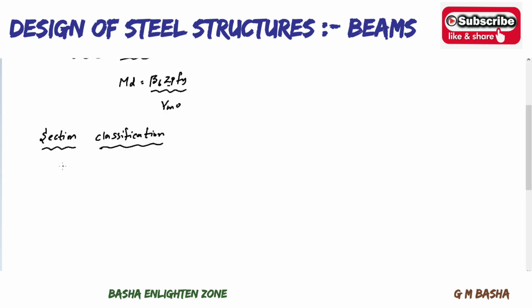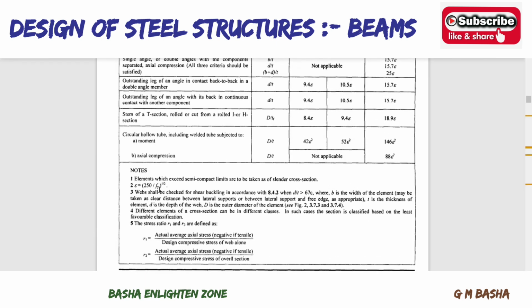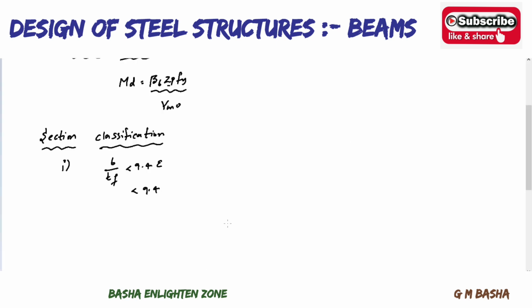First one, b by tf. I am assuming this case, and again, what is this epsilon value? You can check here, in the code book itself: 250 by fy whole to the power of 1 by 2. What is fy will be given; we are assuming Fe 250. So 250 by 250 will be 1. So power to the 1 by 2 also 1 only. So I am telling like this.